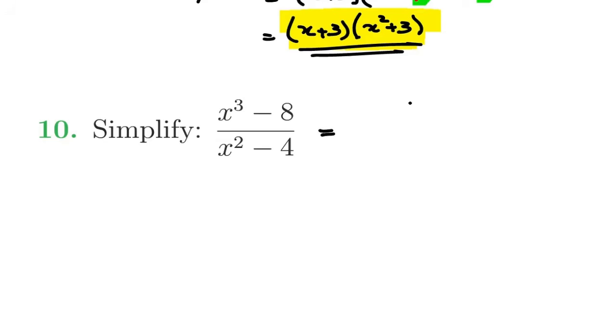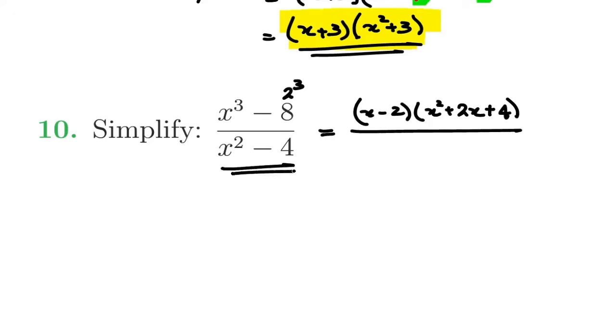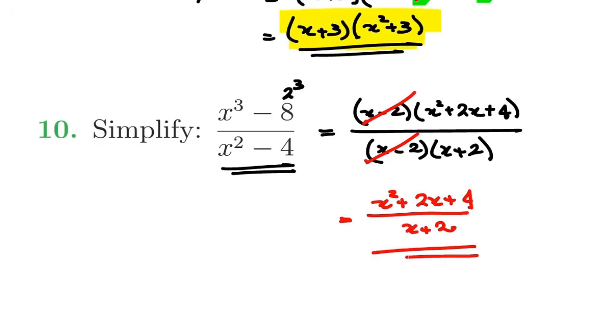Let's factor it first. We see 8 as 2 cubed. So x minus 2, x squared plus 2x plus 4. Below, we're doing the difference of squares. X minus 2 and x plus 2. These are gone. The simplified form is x squared plus 2x plus 4 over x plus 2. This is our answer. Yes, we did 10 questions about the difference and sum of 2 cubes.